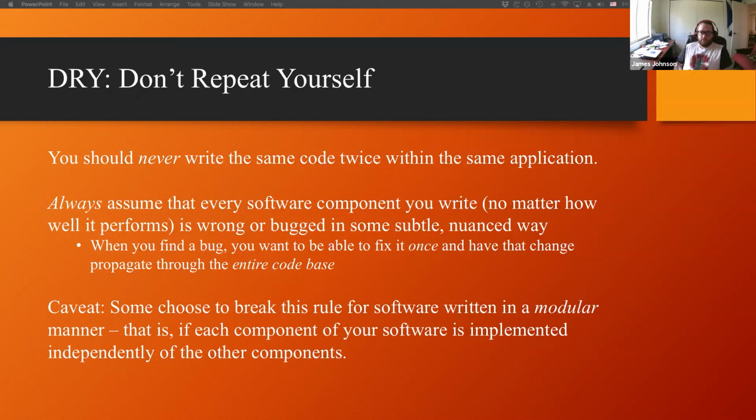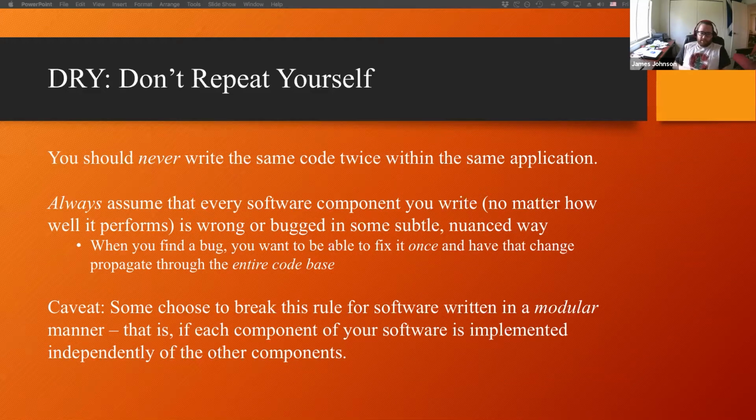The idea with don't repeat yourself is that you don't want to have to go and correct the same problem an arbitrary number of times. You want to make a fix to the code base once and have it propagate through the entire application, the entire software that you have built.